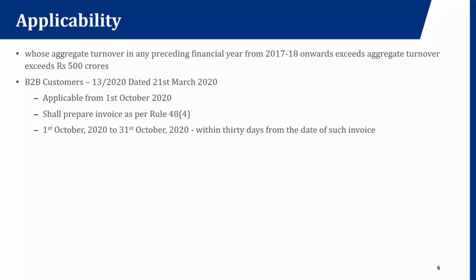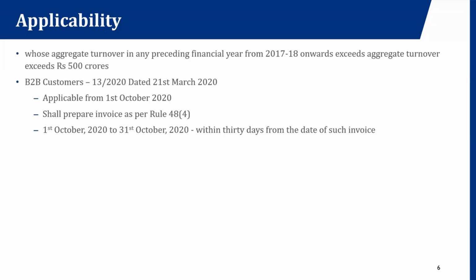Next is to whom, and for which invoices, e-invoices need to be generated. First of all, we are aware that there are two types of customers, B2B customers and B2C customers. For registered customers, that is B2B customers, the main notification is 13 of 2020. It is applicable from 1st October, from last month. They have to generate an e-invoice, that is, the IRN, for those B2B customers.